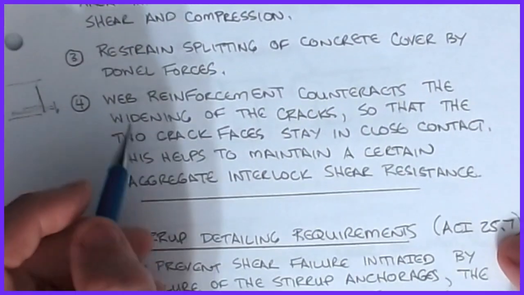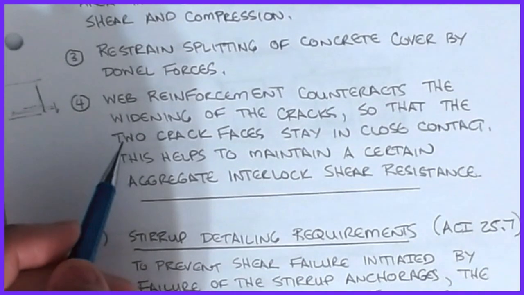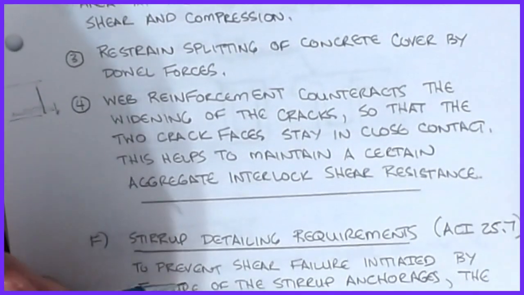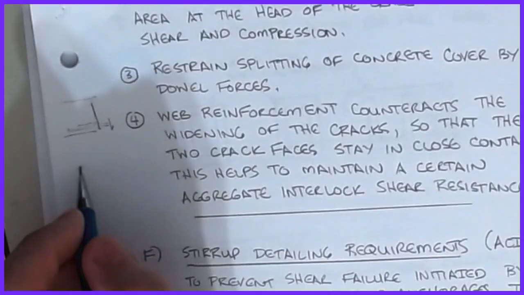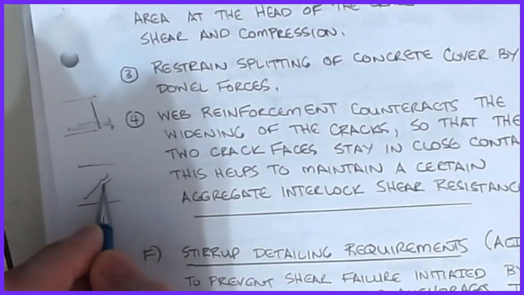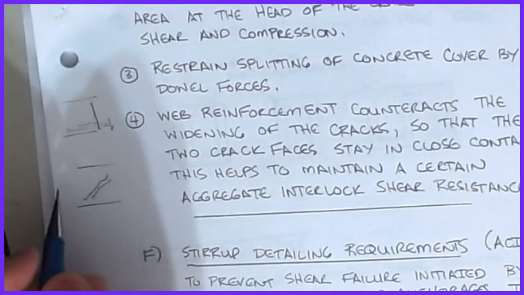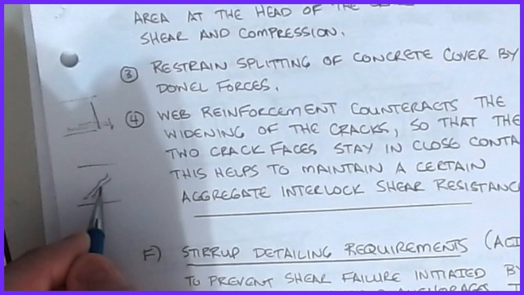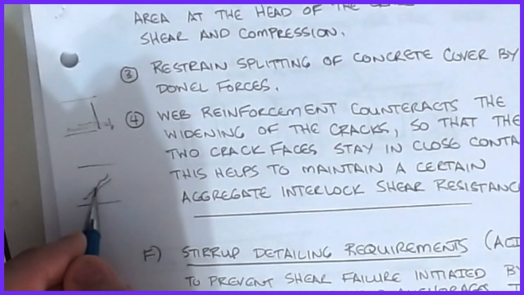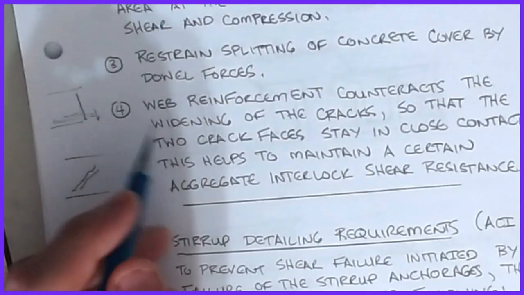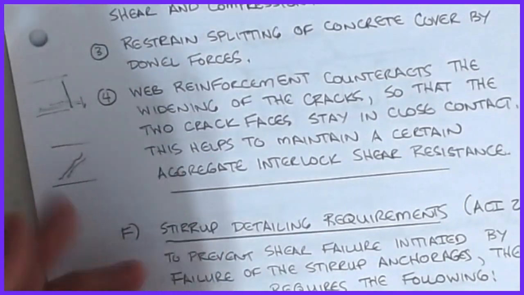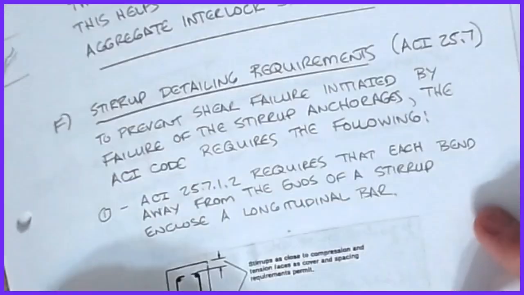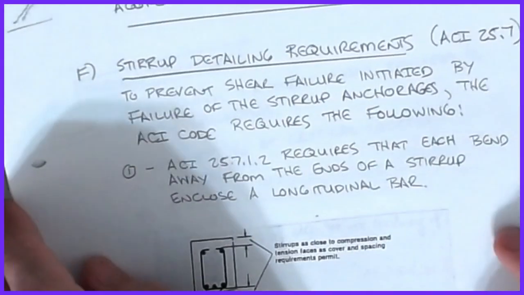As we talked about, web reinforcement counteracts the widening of the cracks so that the two crack faces stay in close contact. This is going to help maintain a certain aggregate interlock shear resistance. If this is two sides of a crack that has started to open up, when the crack is really small, these jagged edges interlock with each other on either side of the crack. The problems come when the crack becomes too wide and those faces don't engage. So I can get some extra capacity that we're not counting on by keeping those cracks small. And that's what the web reinforcement is doing, helping to hold things together. So those are the reasons why we're doing it.